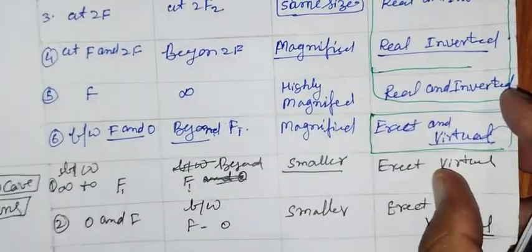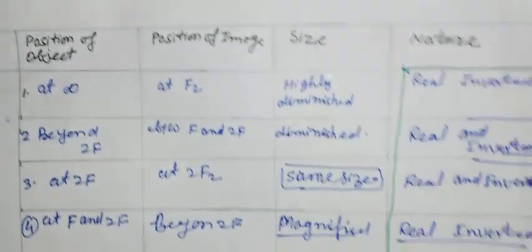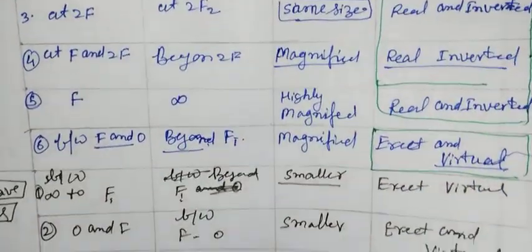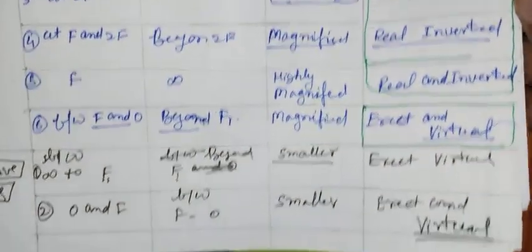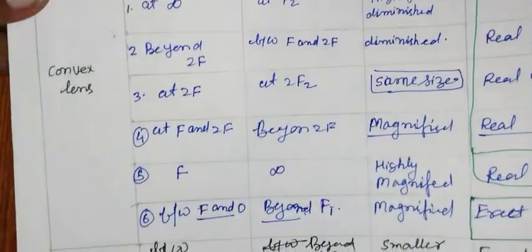So this is a tabular representation. See carefully the images formed by the convex lens and the concave lens.